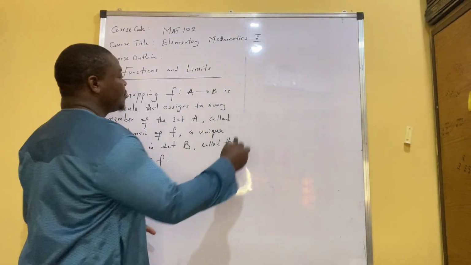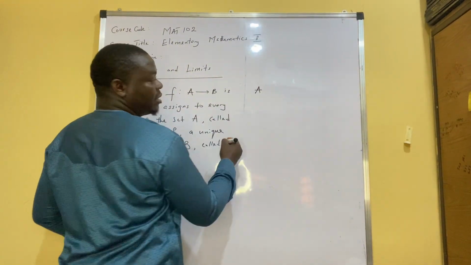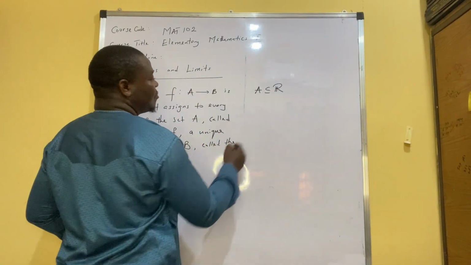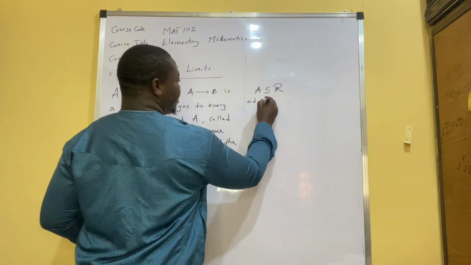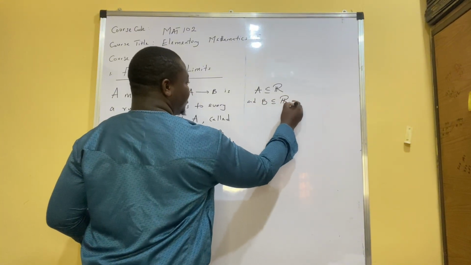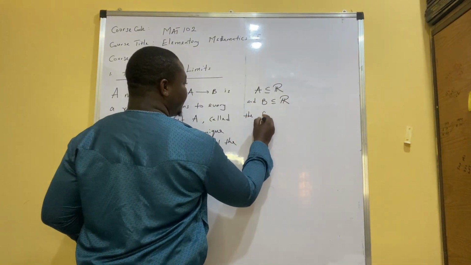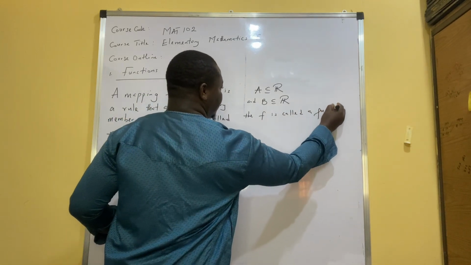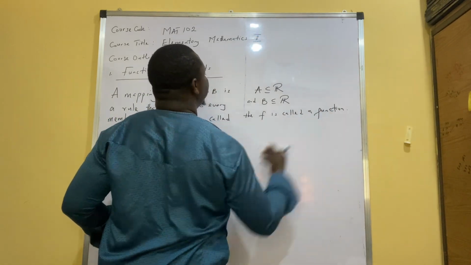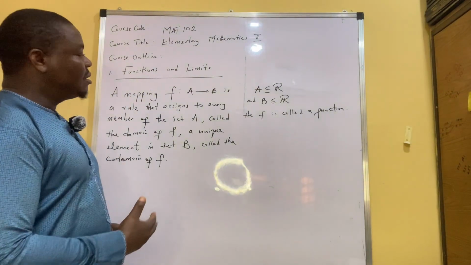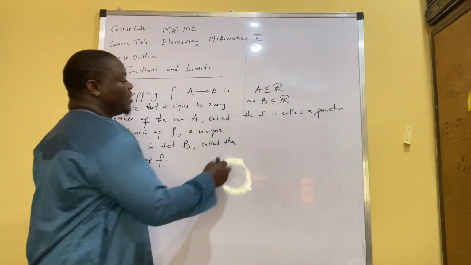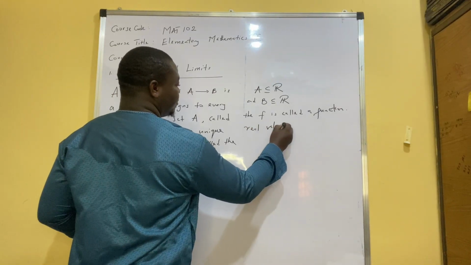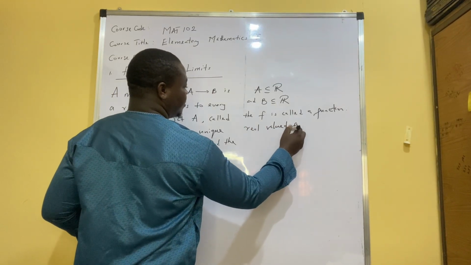If the set A is now a subset of the set of real numbers and B is also a subset of real numbers, then F is called a function. Specifically, it is called a real valued function.